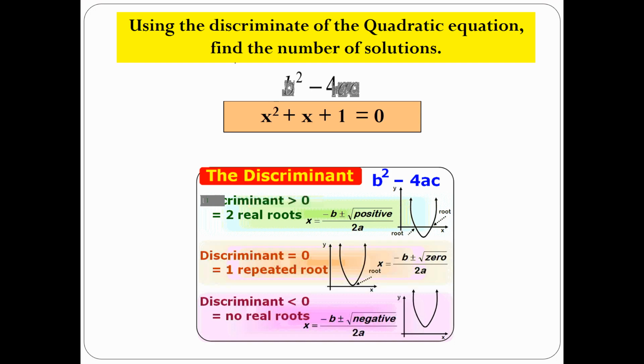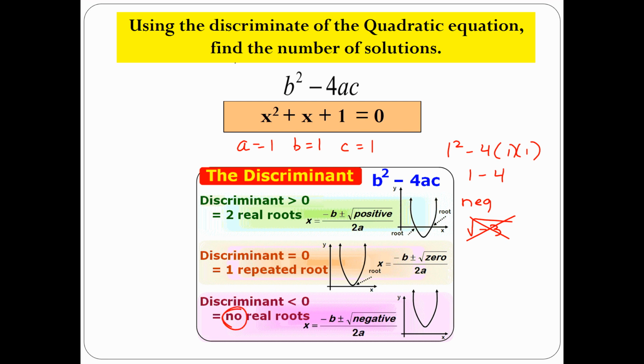On this one, a is equal to 1, b is equal to 1, and c is equal to 1. So we plug in the numbers, 1 squared minus 4 times a times c. We would have 1 minus 4. Right here, we notice that the answer is going to be negative, a negative 3. We cannot take the square root of a negative number. Therefore, we know that there are going to be no solutions. There are 0 solutions to this.